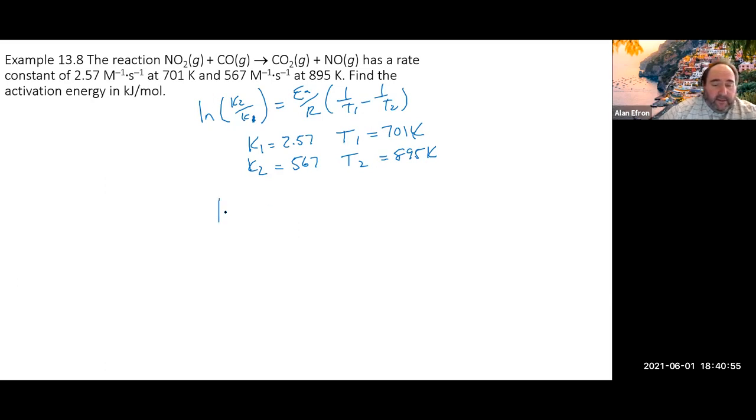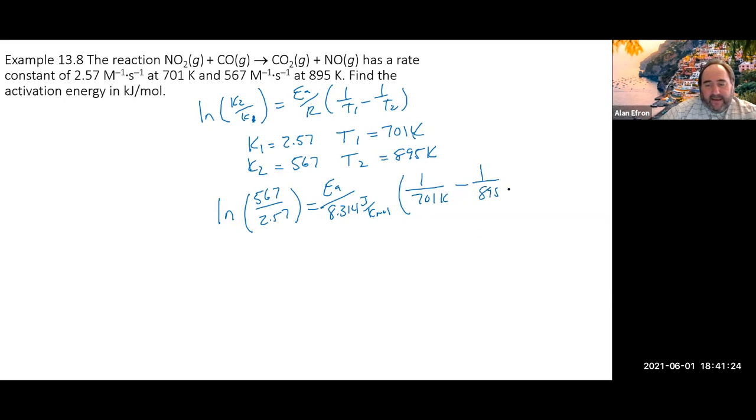We could go into here. We're going to do the natural log again of K2, which is 567, divided by K1, is equal to E of A, which is the activation energy. That is what we're looking to find, divided by R, which is a constant. And now 1 over our T1 in Kelvin, which is 701, minus 1 over our T2, which is 895. And at this point, we could do a little bit of cleaning up. We'll clean up the right-hand side. We'll clean up the left-hand side as well.